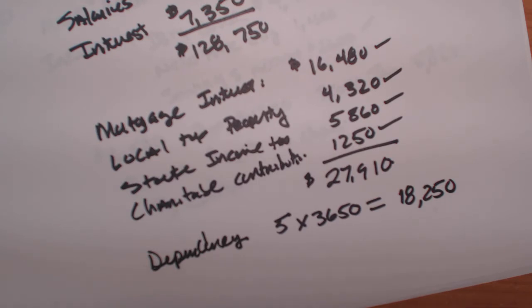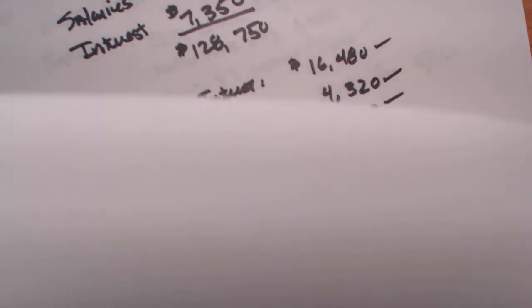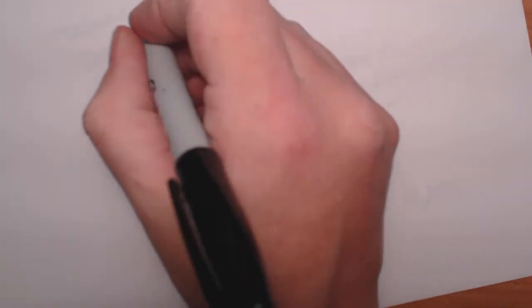So the taxable income would look like this. We're going to take our taxable income, and the taxable income is going to be the income less deductions and exemptions. So we have income.